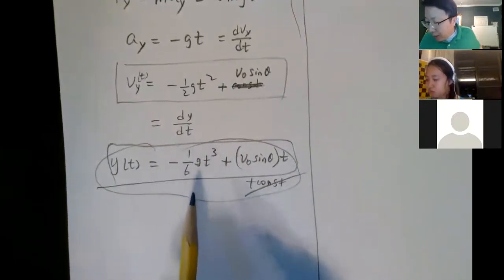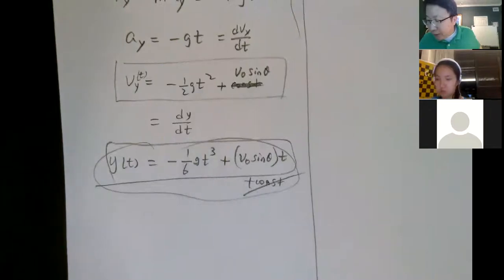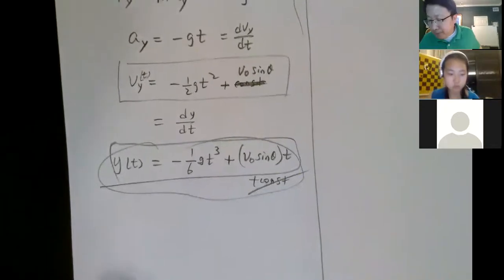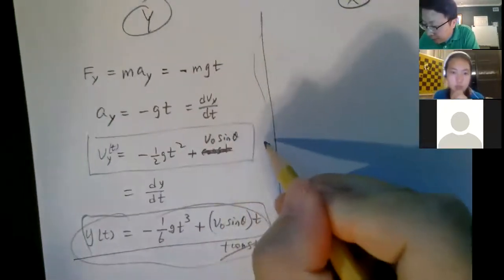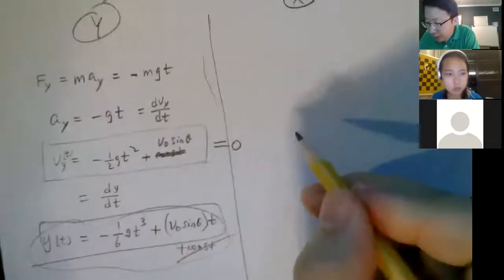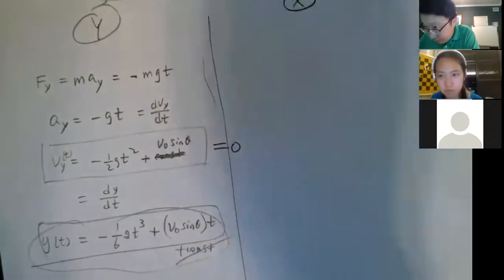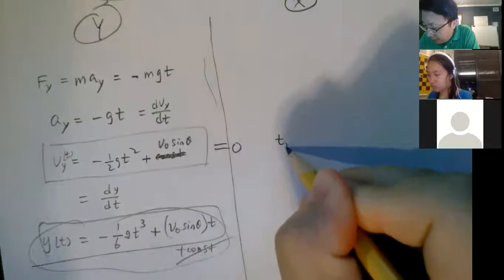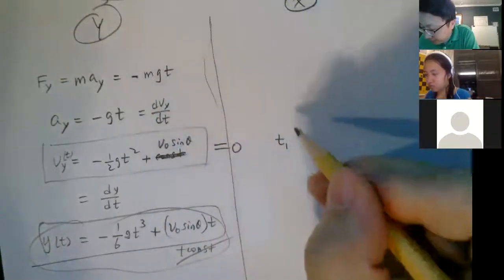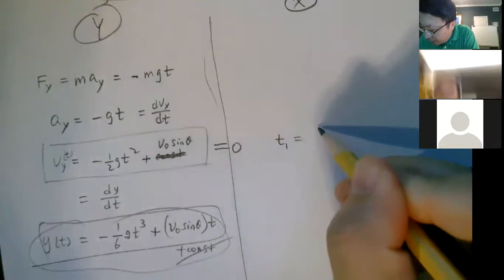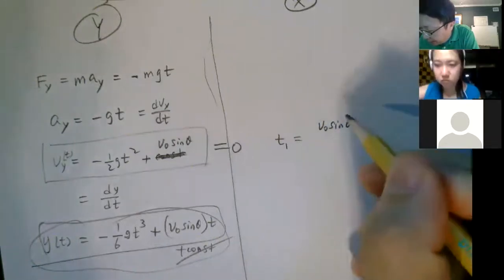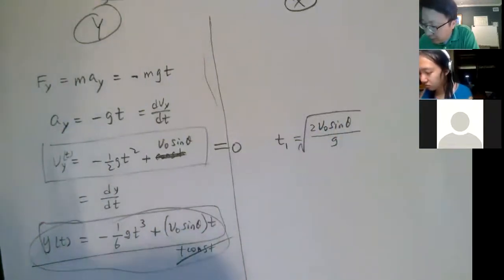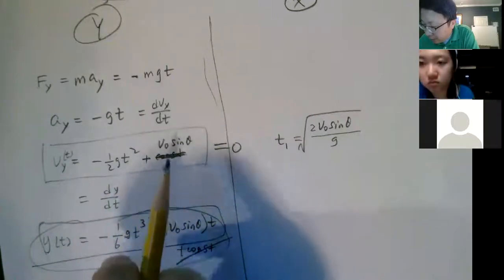Do we know how high this ball goes before it falls down? Well, in that case, we know when this equals zero, so that is the time of hitting the highest position. So that gives you t1, which means the time equals v0 sine theta divided by g, correct? Yes, I think so.